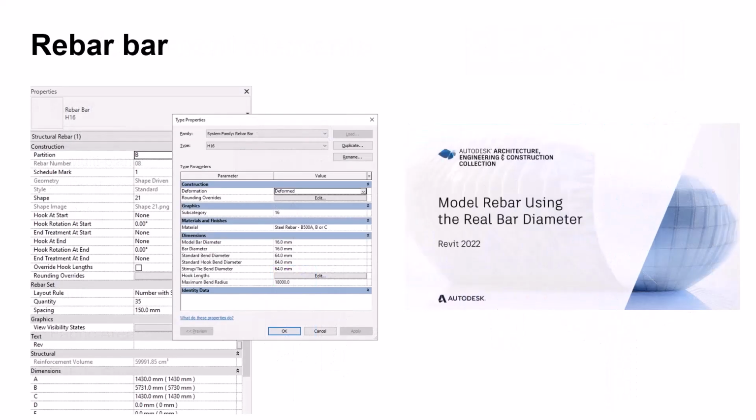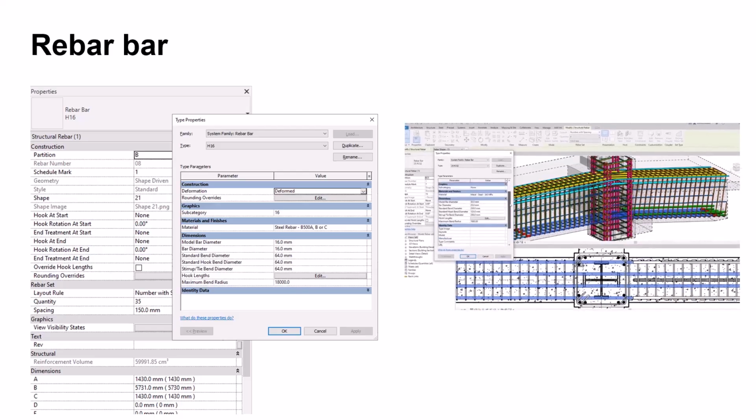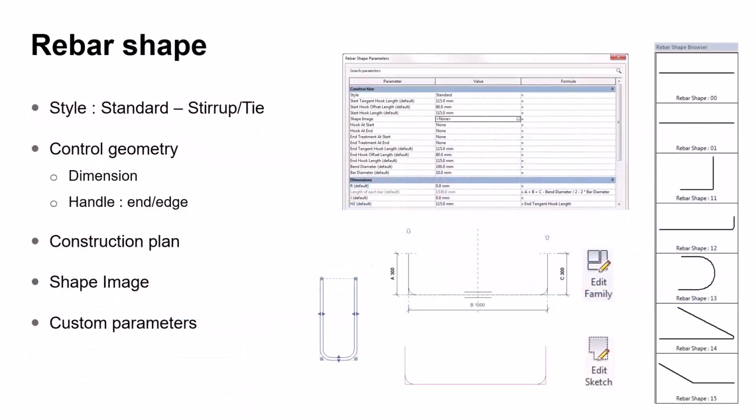Each bar type has parameters like diameter, bend radius, hook dimensions, and material, which are fully customizable. And these parameters are stored as data, not just graphics, so they can be scheduled, tagged, and used in fabrication. Rebar shapes in Revit help quickly define how reinforcement will look and behave.